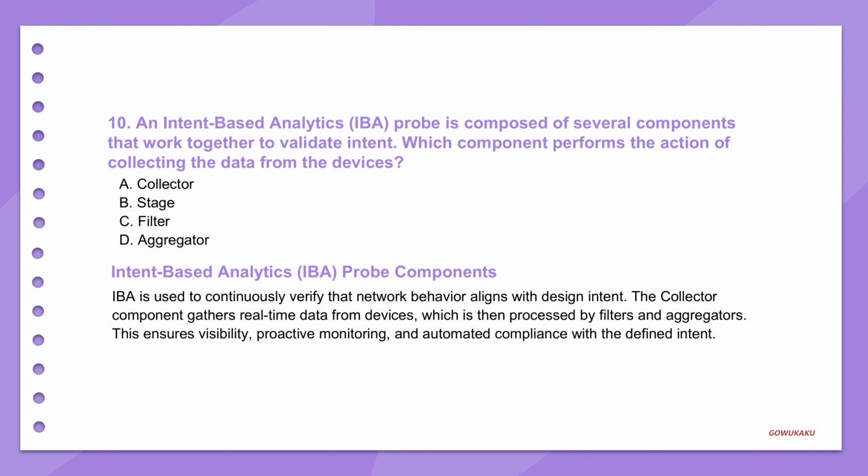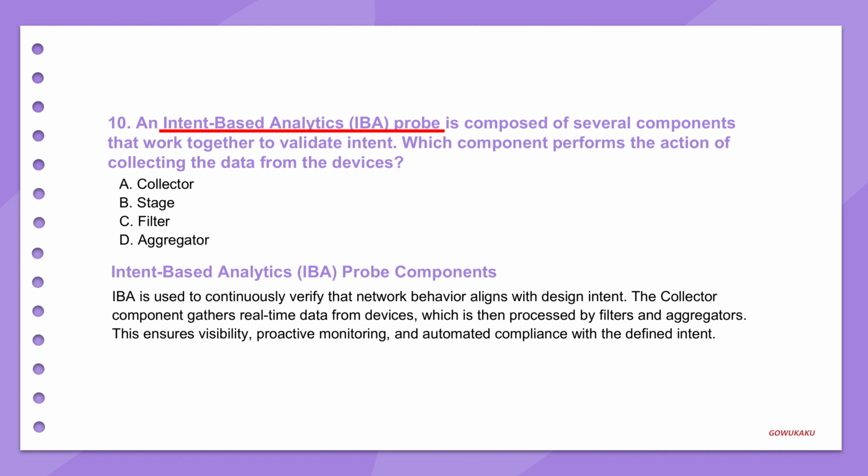The network is deployed, hopefully successfully. How does Apstra continuously check that the network is actually doing what the intent says it should? It uses something called intent-based analytics, or IBA probes. Right. IBA probes are like automated continuous health checks and validations. They're constantly verifying that the operational reality matches the defined intent.